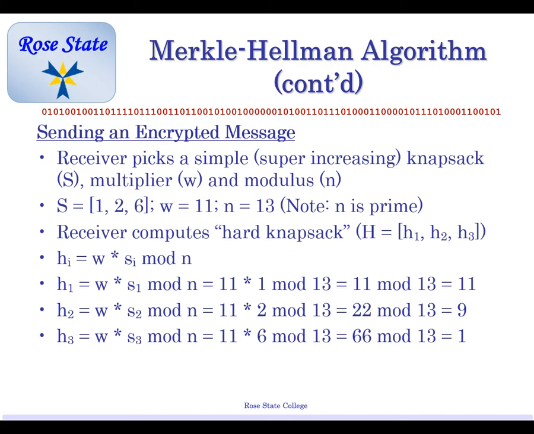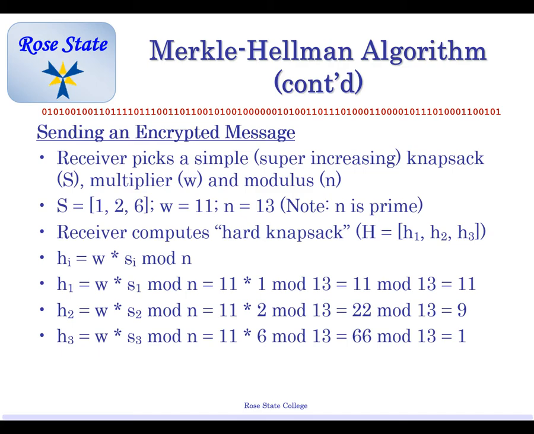So the 2 must be bigger than the 1. The 6 must be bigger than the 2 plus 1. So then we also pick a W and an N, a multiplier and a modulus. The N is prime, but for some of the examples, it's not always prime in my stuff. But in the real world, it would be prime. Okay? All right. Then we compute the hard knapsack. Here's how you compute it. You have to know this. It will be on 2 exams, at least.